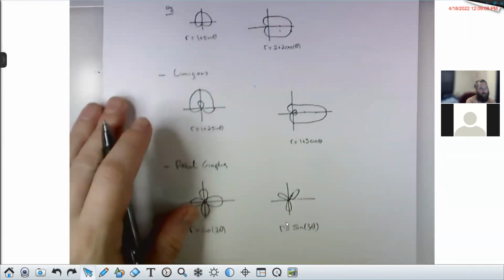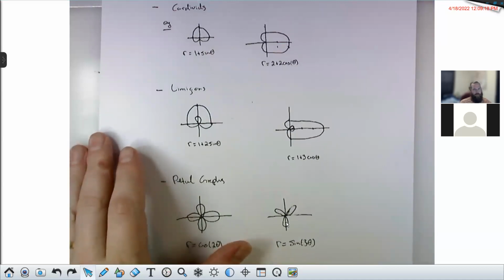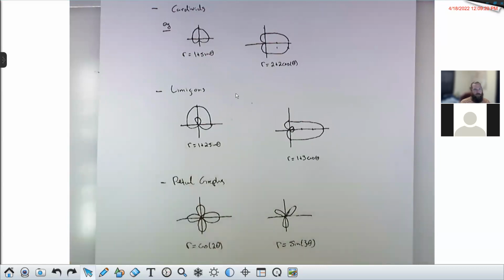So these are the basic families, right? Circles, I think, are fairly obvious. We saw those as kind of preliminary examples. So the new ones, the ones we need to be practicing between now and the final, would be cardioids, limaçons, and petal graphs. Questions on how to sketch these things, right? How to go through that procedure. If I give you the equation, how can you come up with a polar graph?